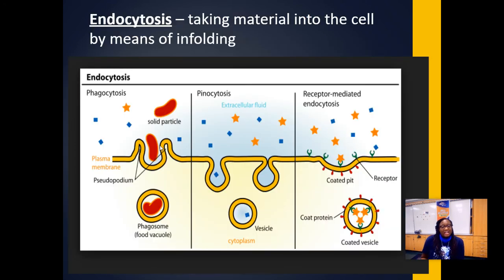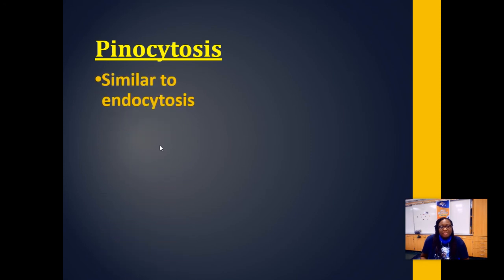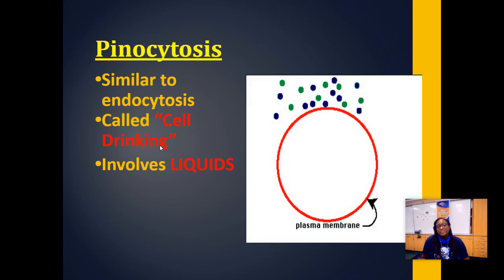So another form of active transport is endocytosis. Endocytosis involves the taking of material into the cell by means of enfolding. So it kind of goes up to the material that it wants. It then takes its cell membrane and circles the material, and then it forces that material into the cell. Another example of this is pinocytosis. Pinocytosis is very similar to endocytosis. The only difference is that pinocytosis only involves liquid. So they kind of coined it as cell drinking because it's only bringing in more liquids.